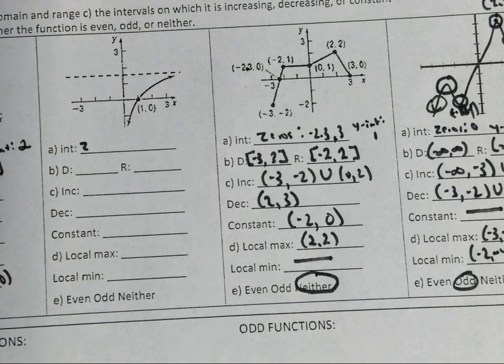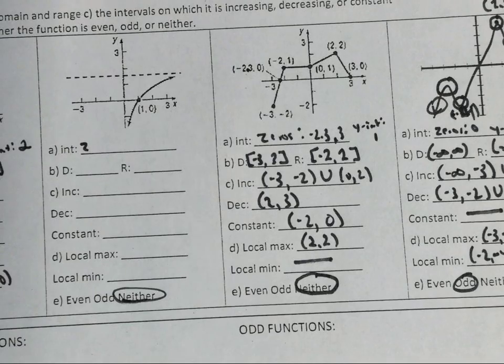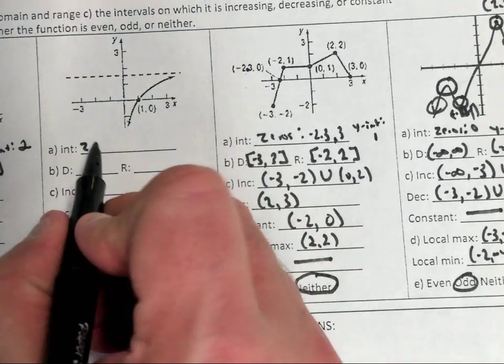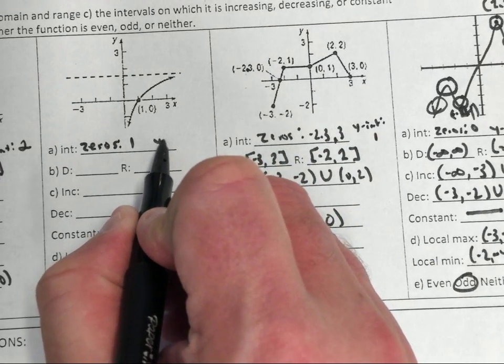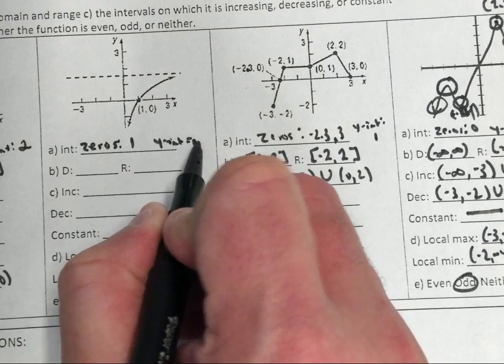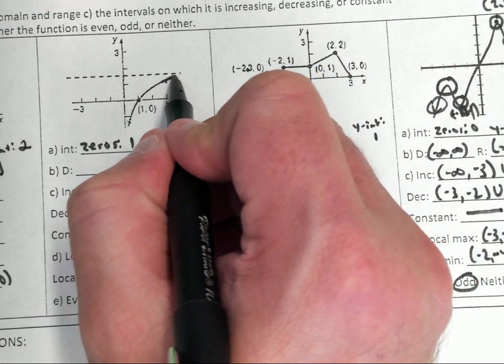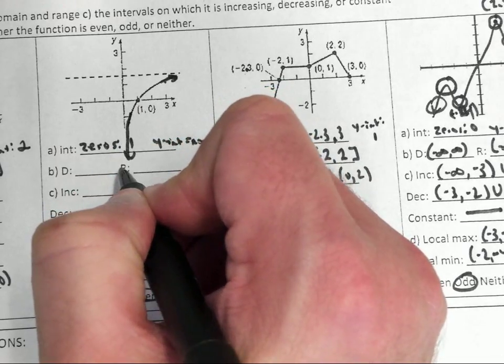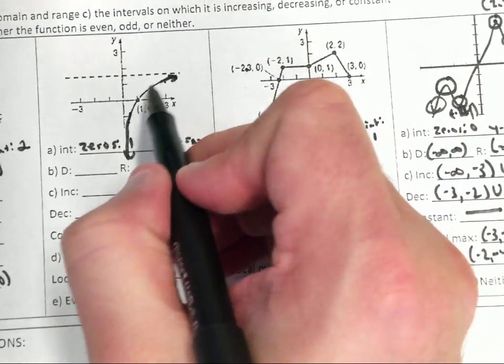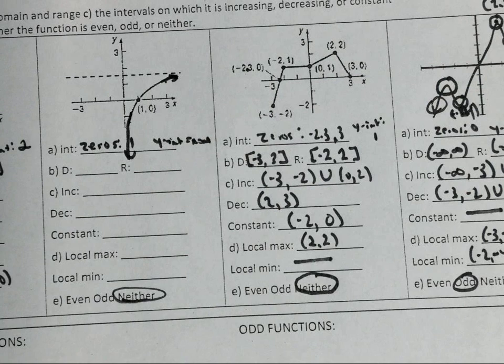First of all, is it even, odd, or neither? Neither. Okay. Intercept, zeros. What's my 0? My y-intercept? None. Because, guys, what's happening in this graph right here? You remember asymptotes last year? It's going very close to the y-axis, but never touching it. It's going very close to that vertical asymptote. It's never touching it.